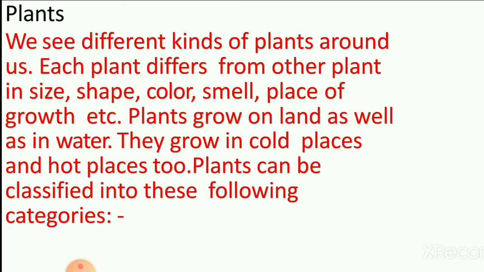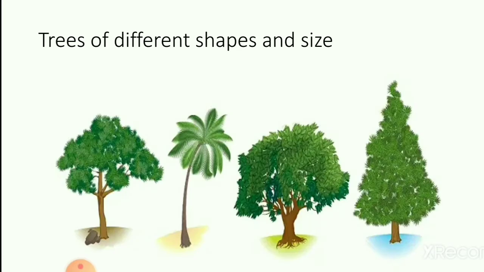You can see these are the different types of plants. Here you can see there are four plants, but they are of different sizes and shapes. This is conical in shape. This is a long, strong tree. So there are four different types of trees.